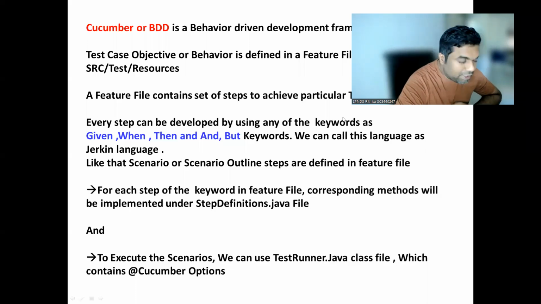Guys, in the last class, we discussed data tables with column headers and data tables without column headers, scenario outline, and Cucumber with page object model. All these concepts we had discussed just for 5 or 10 minutes. I just want to recap, and after that we can discuss how to execute parallel test execution in Cucumber.